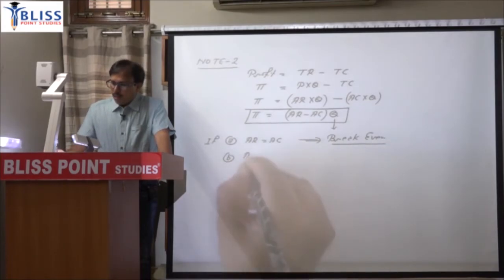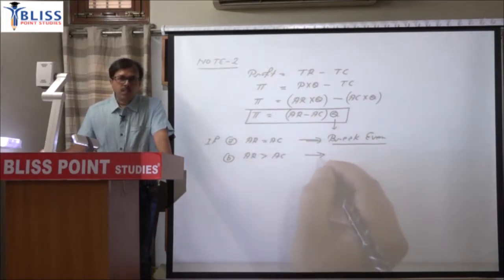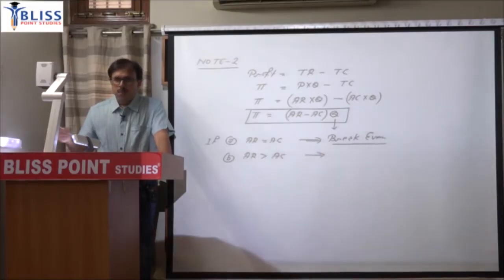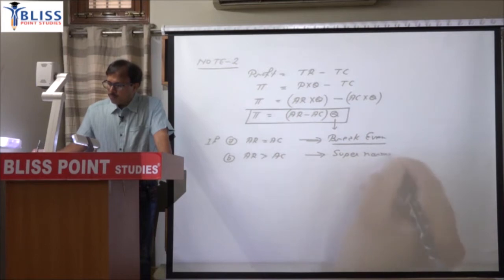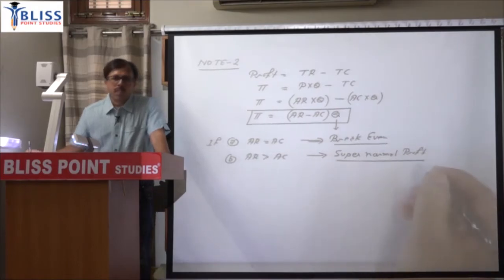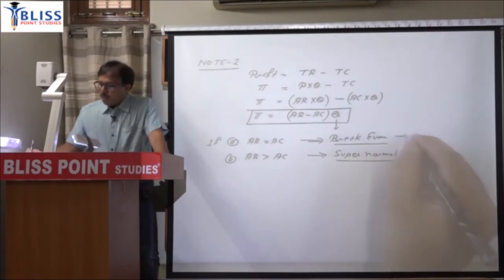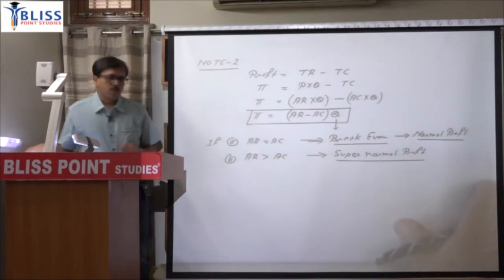But if average revenue is greater than average cost, AR is greater than AC, then there is profit. So any amount of positive profit is greater than normal profit. So you call it supernormal profit. Or you can use the word excess profit. Abnormal profit भी कहीं कहीं लिखते हैं. That means जब ब्रेक इवन की बात हो रही है तो ब्रेक इवन में हमने नॉर्मल प्रॉफिट को इंक्लूड किया है. नॉर्मल प्रॉफिट इज पार्ट ऑफ कॉस्ट.